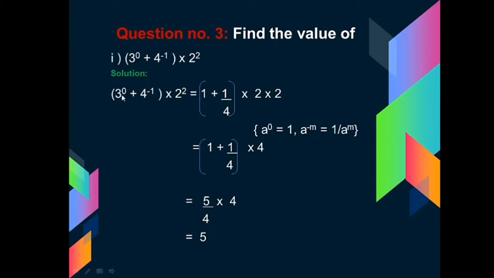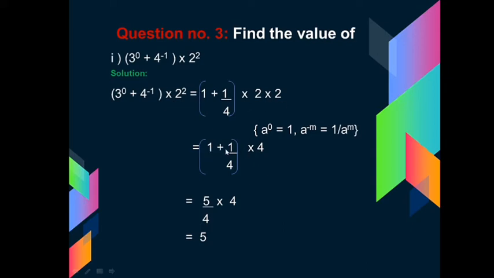So here 3 raised to the power 0 will become 1, plus 4 raised to the power minus 1 will become 1 upon 4, by using the law a raised to the power minus m equals 1 upon a raised to the power m. Here minus m means minus 1, so we can write it as 1 upon 4 raised to the power 1. There is no need to write the power 1 because 4 is nothing but a number with power 1. And 2 raised to the power 2 we have written as 2 into 2.